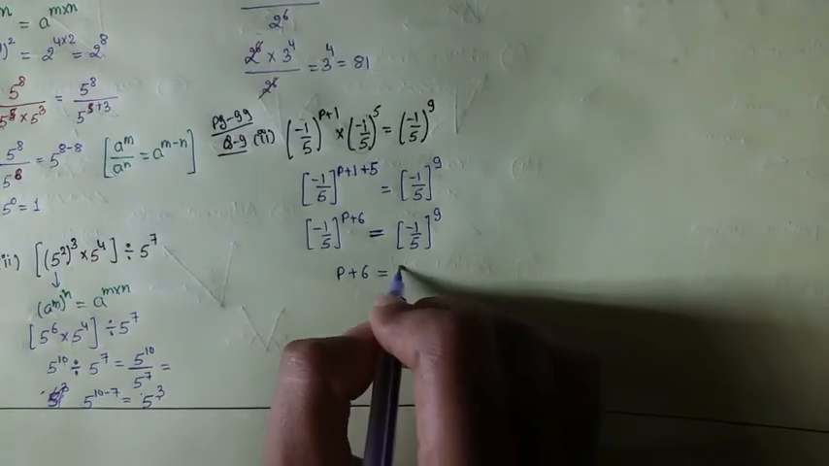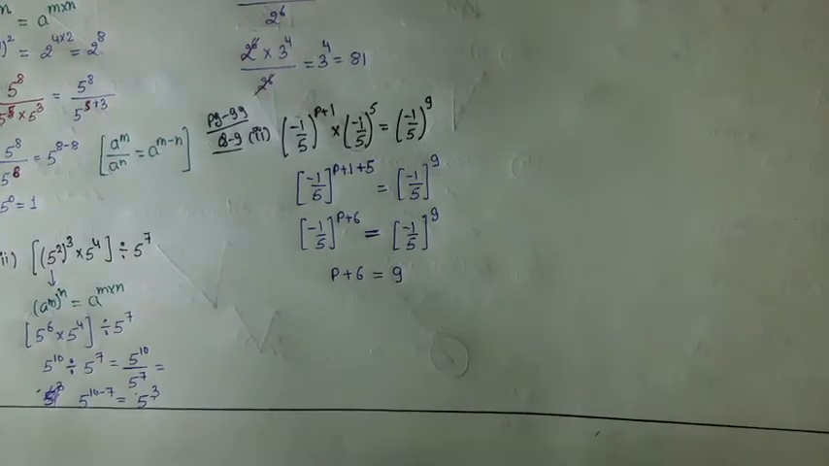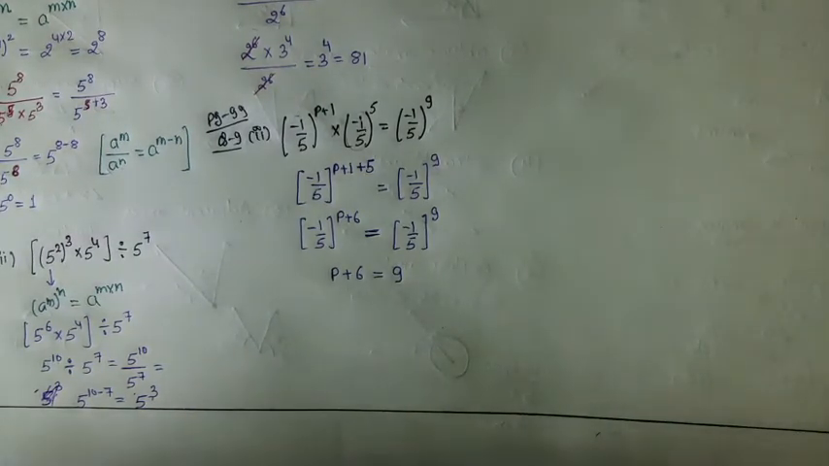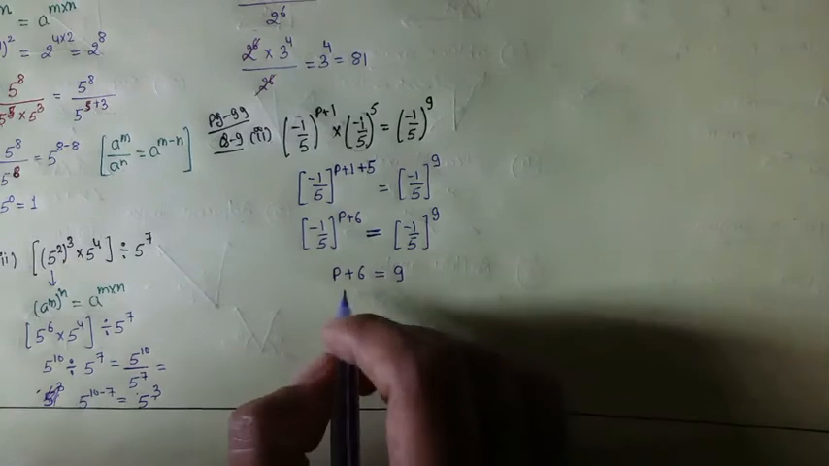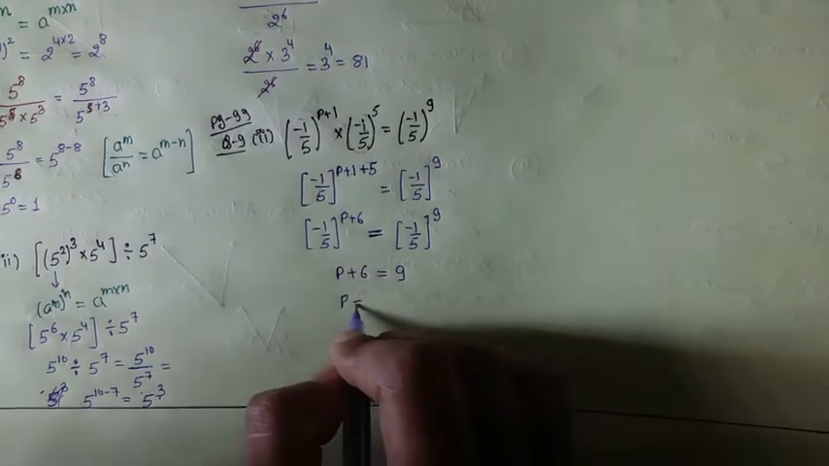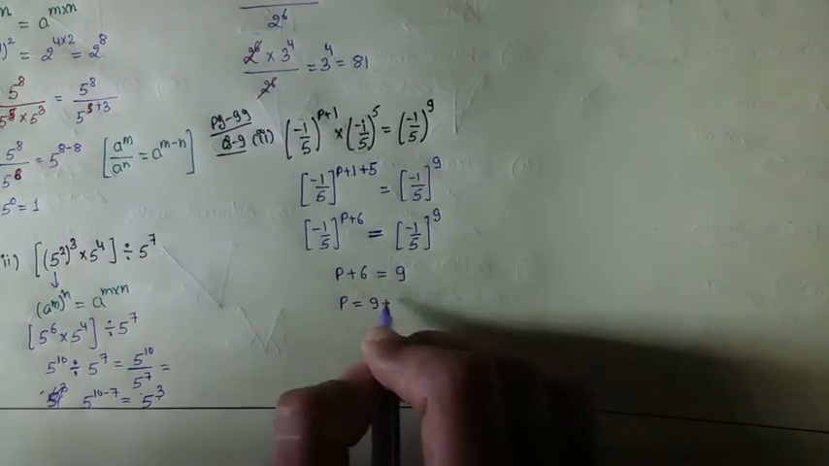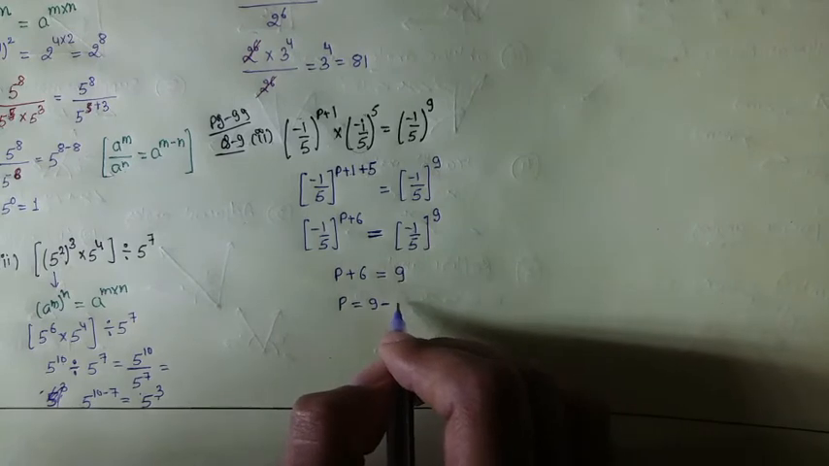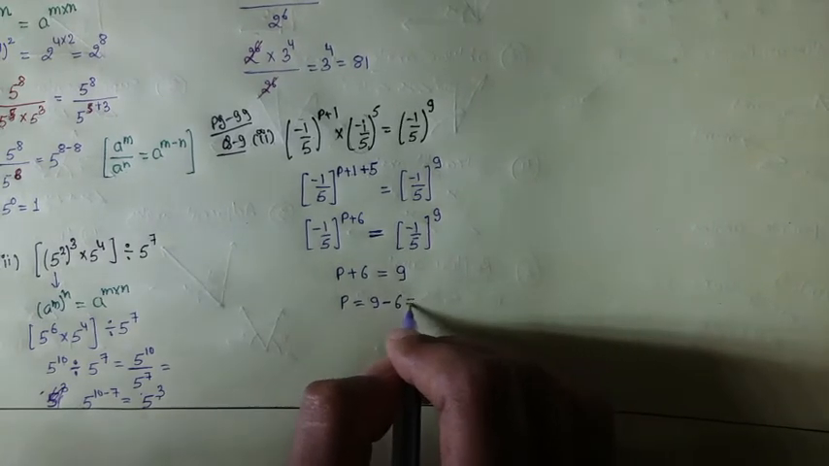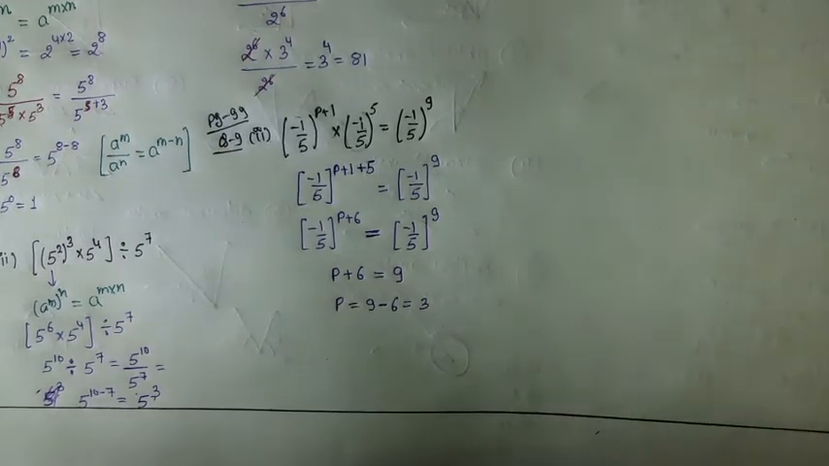It means p plus 6 is equals to 9. ये powers भी क्या है हमारी? equal है, हम बोल सकते हैं. From here we will get the value of p. p is equals to 9 minus, we'll shift this 6 to the right hand side. This is 9 minus 6 and is equals to 3. Is it clear?